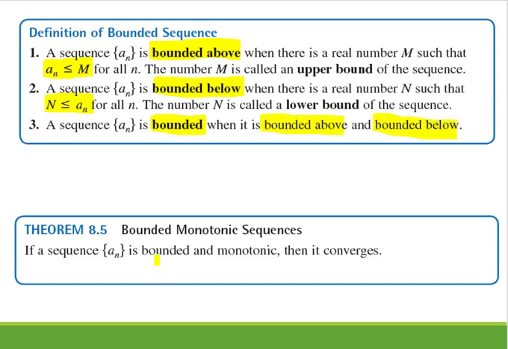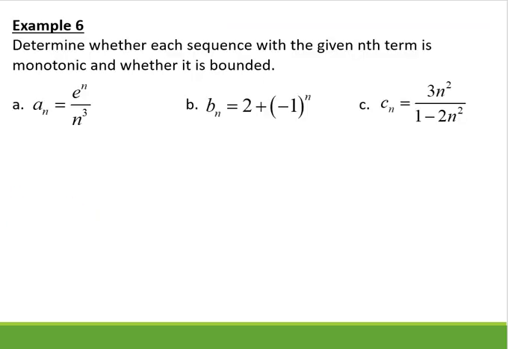Okay, so our first example here. Determine whether each sequence with a given nth term is monotonic and whether or not it is bounded. So as I plug in my first term, I have e to the 1 over 1. I have e squared over 8. I'm going to find some values for these.